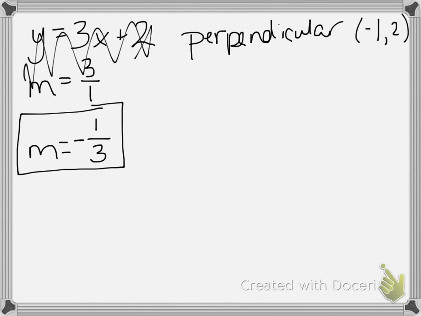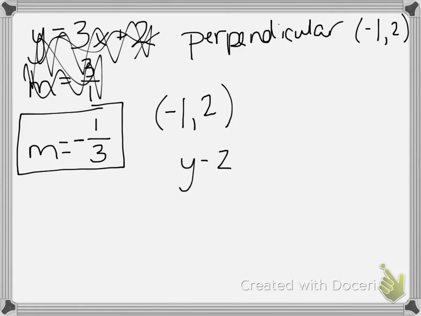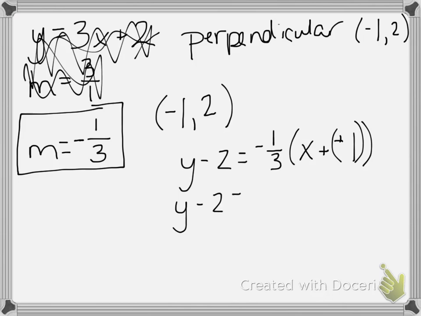Okay, so here's the slope of my new line. I'm done with all this. I'm going to cross it out so it doesn't confuse me. And I know that it passes through the point negative 1, 2. Okay, so let's plug it in. Y minus 2 equals negative 1/3 times x minus negative 1. What happens when I have minus a negative? It becomes plus a positive. So I have y minus 2 equals a negative 1/3 x. I'm just going to distribute minus 1/3.